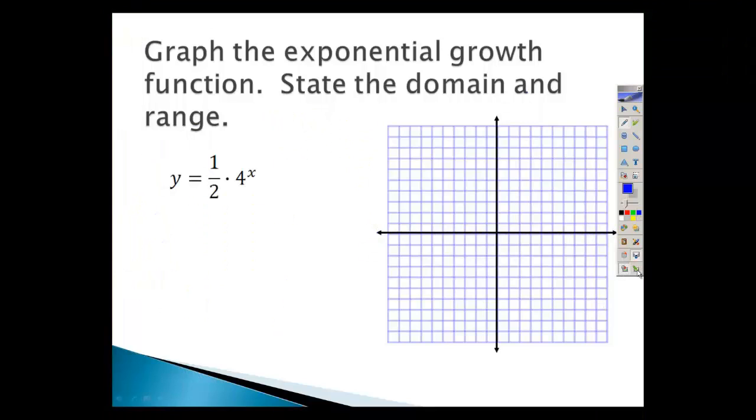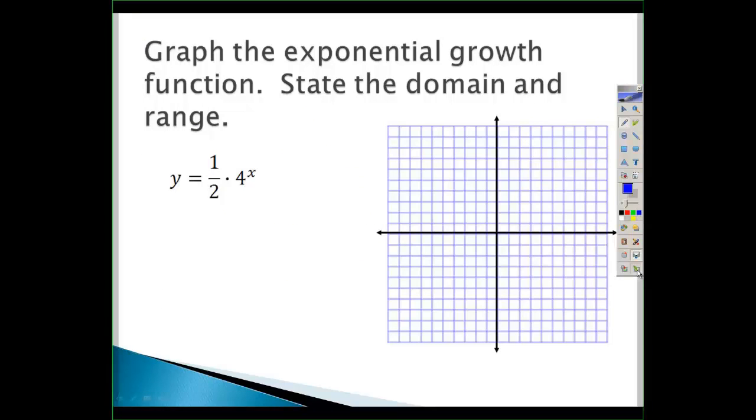All right, so let's look at another one here. On this one, it's pretty obvious what the a and the b value are. Okay, the b value represents the growth factor. A is 1/2, and b is 4. So the bigger the growth factor, the bigger the number right here under the exponent, the faster it's going to increase. So let's just take a look here. We're going to do a t-chart from -2 to 2. And we're just going to plug these values in. 1/2 times 4 to the -2.